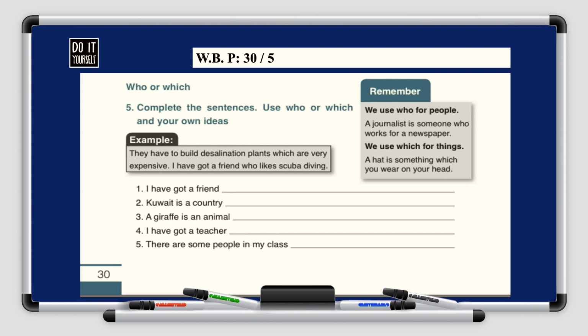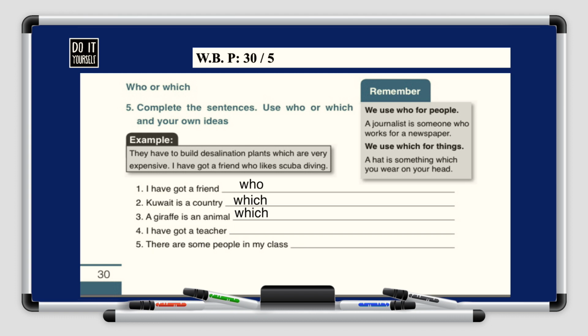So we're going to complete the sentences, and we're going to use which or who, and you're going to use your own ideas. 1. I have got a friend. Here we have a friend, so we're going to use who. I have got a friend who is a journalist. Kuwait is a country. Country is a thing, and that's why we're going to use which. Kuwait is a country which has desalination plants. A giraffe is an animal. With animals, we use which. A giraffe is an animal which lives in Africa.